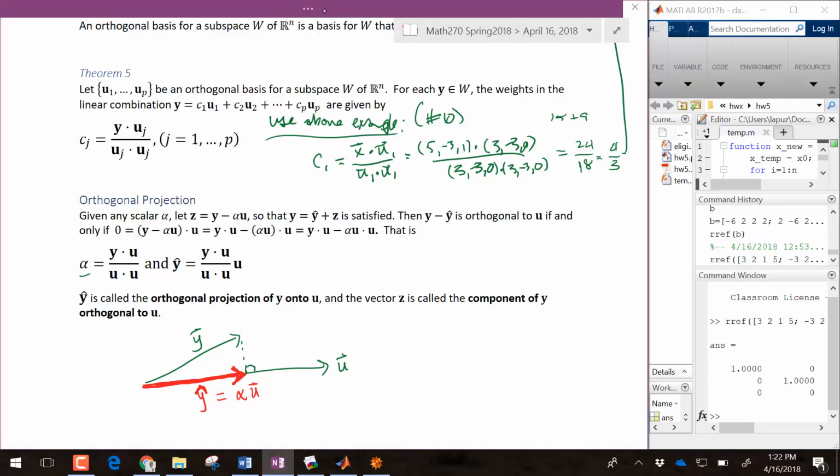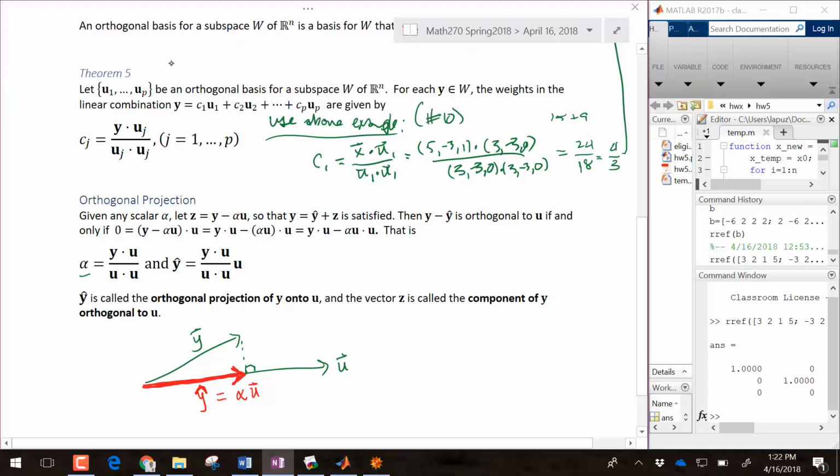Now they introduce another vector here. Z is y minus alpha times u. So you scale u by a factor of alpha, and then you subtract that from y, and what you get is this vector. So z dot u and z dot y hat are equal to zero, which says that they're perpendicular, orthogonal.